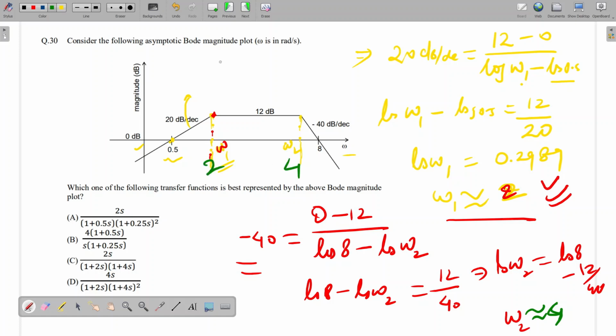We can write the transfer function. K, the initial slope is how much? 20. So K into S divided by, here we are adding a pole, 1 plus S by 2. Again here we are adding 2 more, so 1 plus S by 4 whole square. This will be the form. Is it clear?